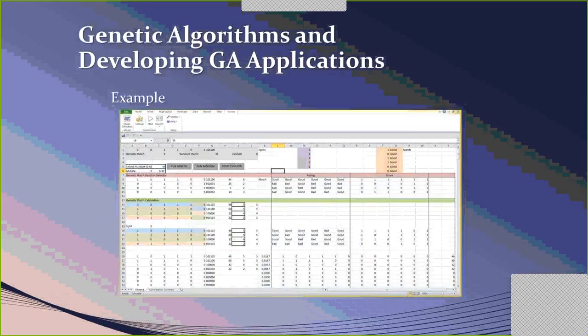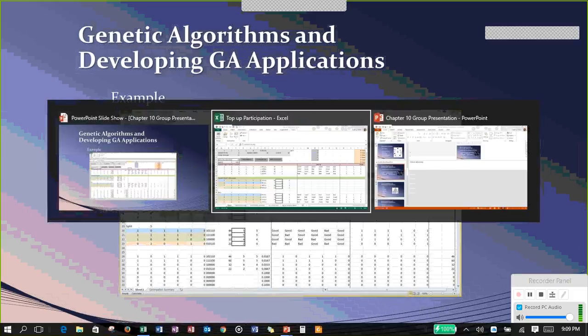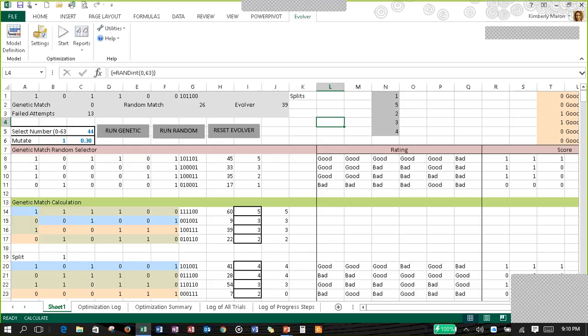So the next thing we're going to do is look at a spreadsheet that shows us how a genetic algorithm works. We actually have three things in here. One of the things is a random number generator. This is to show us how inaccurate it is to get to our solution based on random number generation. We have a genetic algorithm which uses all the techniques of the genetic algorithm, and then we have Evolver, which we'll talk about in another video.